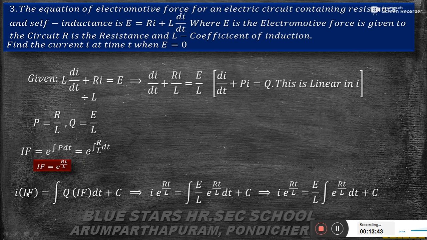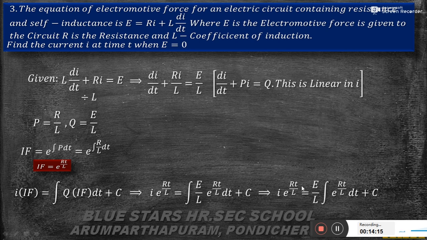Therefore, now I substitute in the general solution. The general solution is i into integrating factor equal to integral Q into IF dt plus C. This is the general solution. So i into the integrating factor e power Rt by L equal to integral, the Q value is E by L, into the integrating factor e power Rt by L, dt plus C. So the next step, i into e power Rt by L equal to, now here E by L is constant.